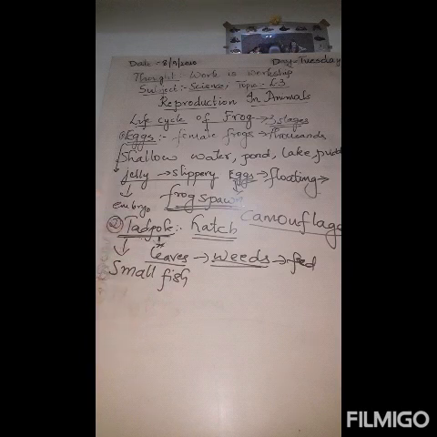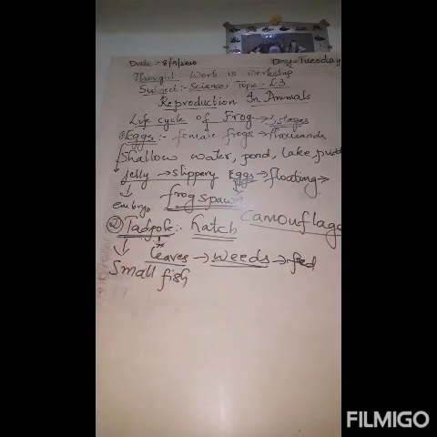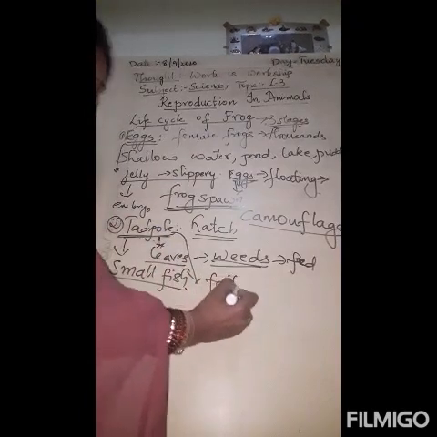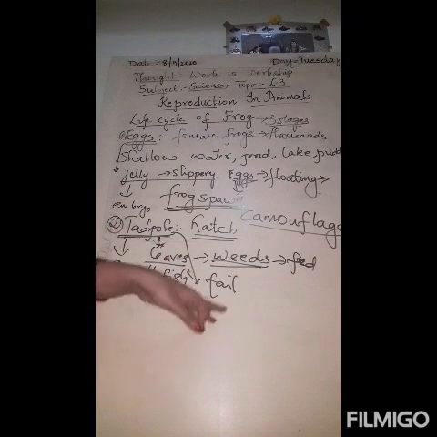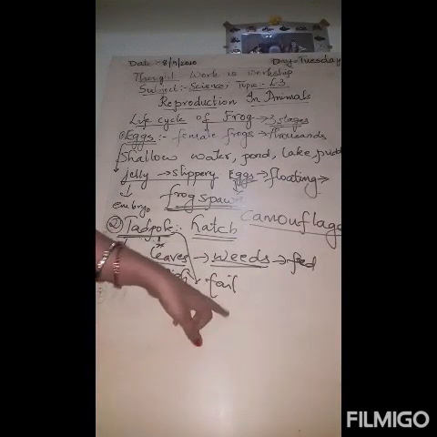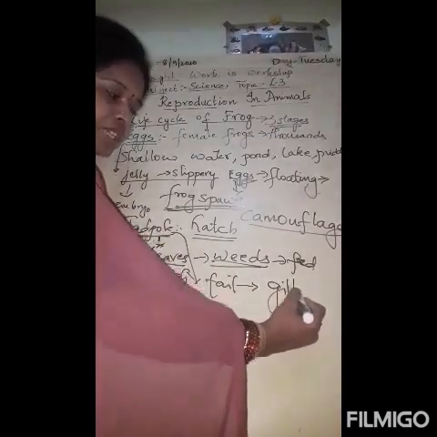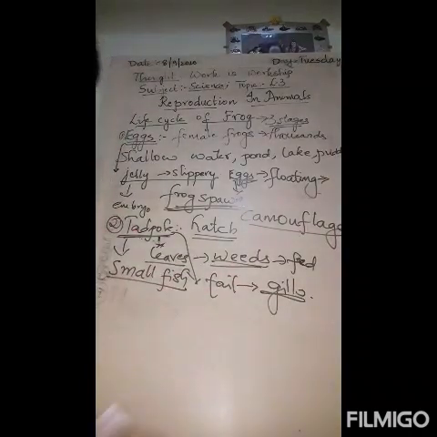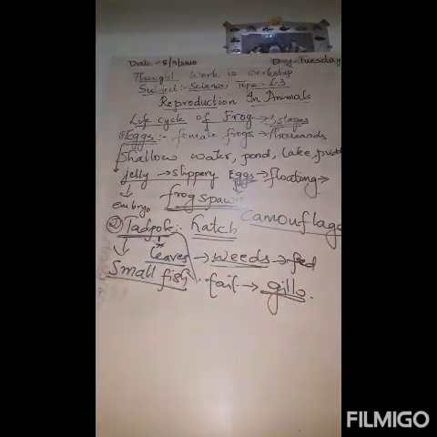Later on, next, what happens with the tail? The tadpoles will have a tail, and they will breathe through gills. They look like a small fish. We know that fishes breathe through gills. Yes or no? In the same way, these tadpoles also breathe through gills because they look similar to a fish.